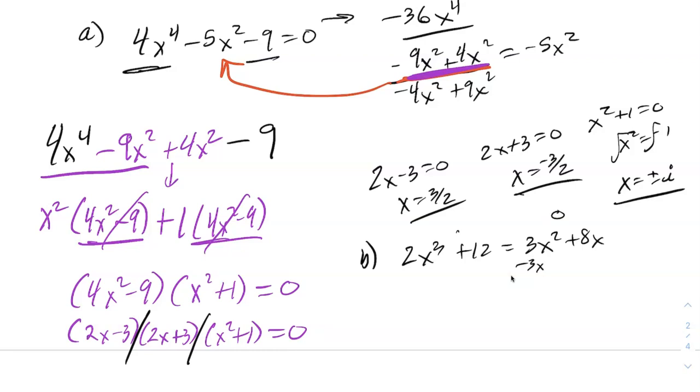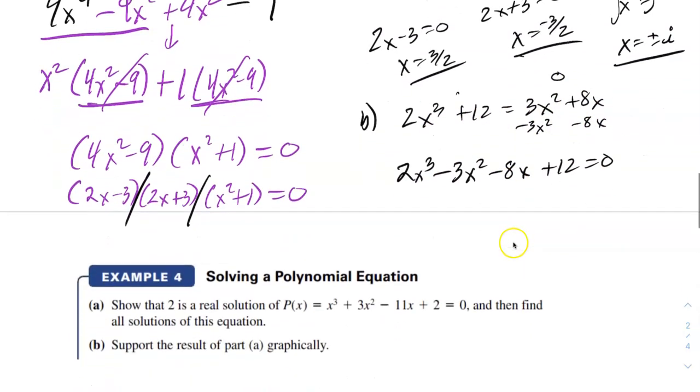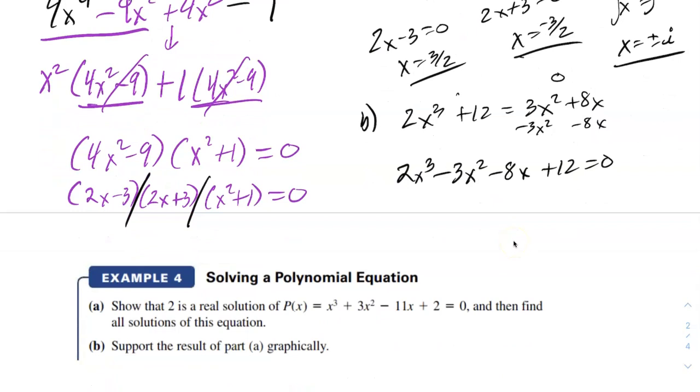So minus 3x squared from both sides, and minus 8x from both sides. You want to put it in order, so 2x squared minus 3x squared minus 8x plus 12 equals 0. You always want to go in descending order. So I subtract this from both sides, subtract that from both sides. These will cancel out, and they'll be moved over to this side. And now we just factor by grouping.